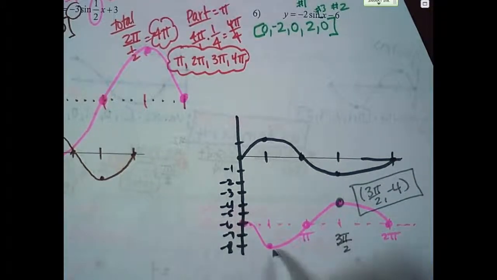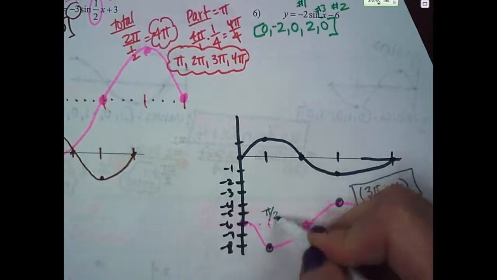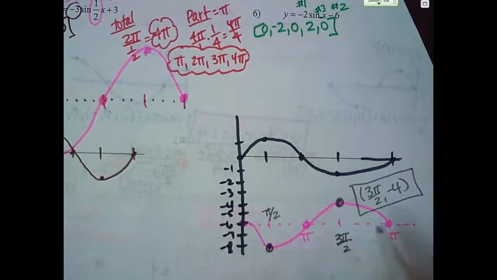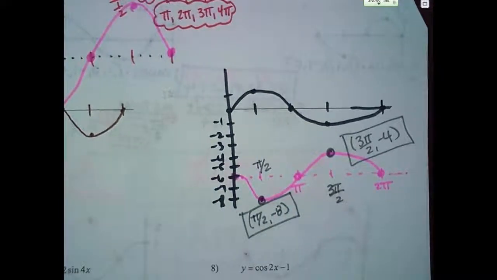If you want to label this lowest point down here, what's this stop called? Pi over, how low do we go? So this is pi over 2, negative 8. Either of those answers would be the correct answer.